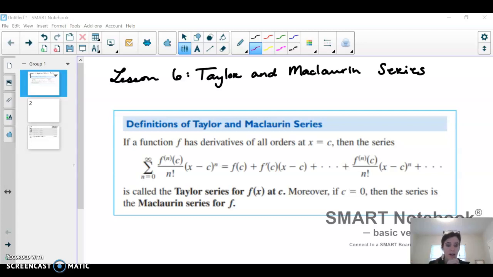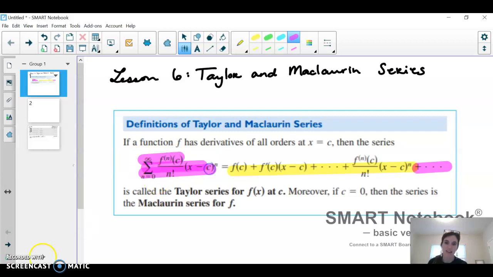Here I have screenshotted the definition from your textbook of a Taylor and Maclaurin series. It says if function f has derivatives of all orders at x is equal to c, then the series, and then you have this whole mush. Let's talk about what this actually is. This piece right here, this yellow that I'm highlighting, should look very familiar to you. That's exactly how we started off this unit with Taylor. This is a Taylor polynomial, but the one thing that's different is at the end, we keep going. We have that plus dot, dot, dot. So that makes this into a Taylor series.